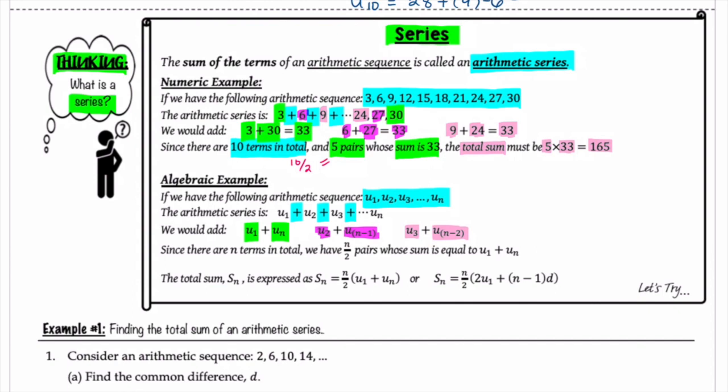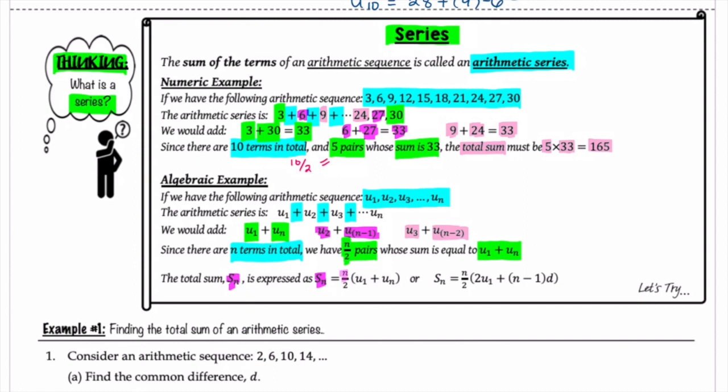In this case, we have a total of n terms. That means that the number of pairs is found by taking n and dividing it by 2, just like we did before. That's our number of pairs. And the sum will be equal to whatever the first and the last term summed up to. So let's look at our formula. The total sum, S sub n, is expressed as the given formulas.